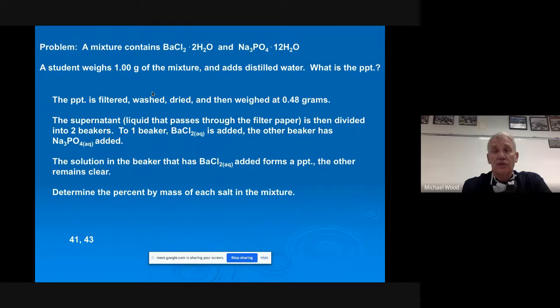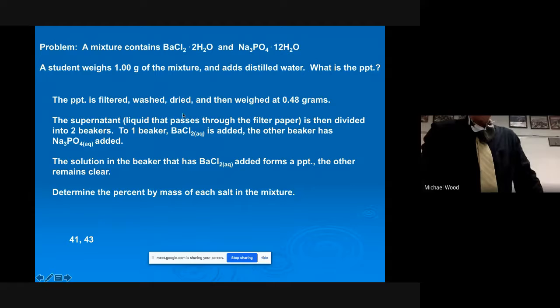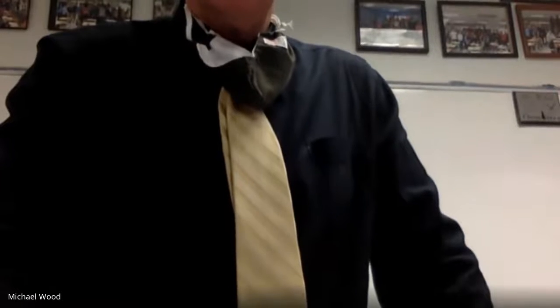To one beaker, BaCl2 is added. To the other, Na3PO4 is added. The solution in the beaker that has the BaCl2 added forms a precipitate. The other remains clear. Determine the percent by mass of each salt in the mixture. Okay, so if this makes sense.